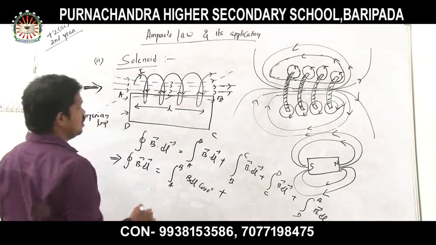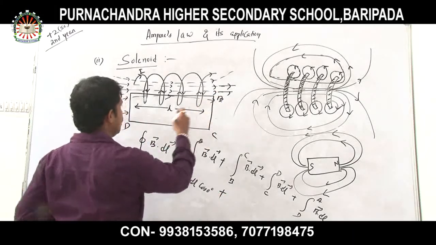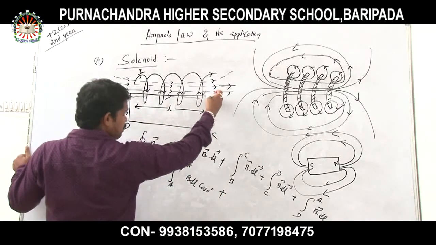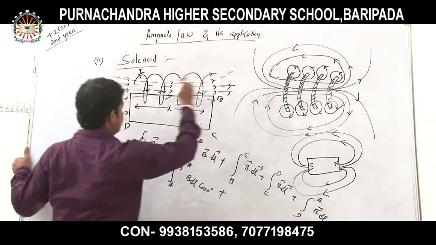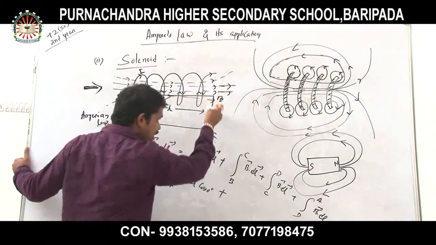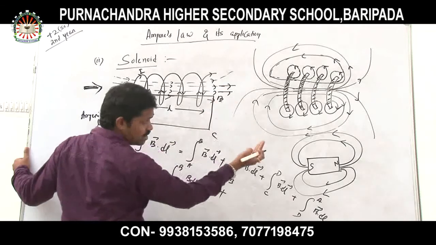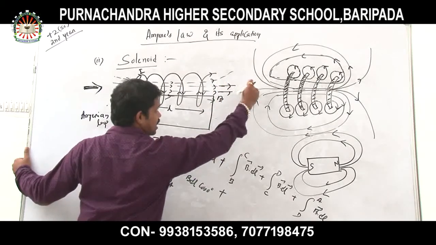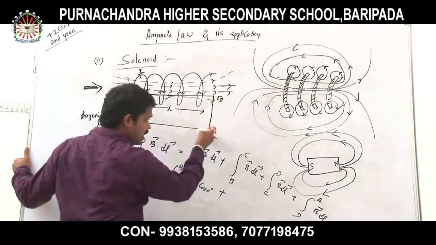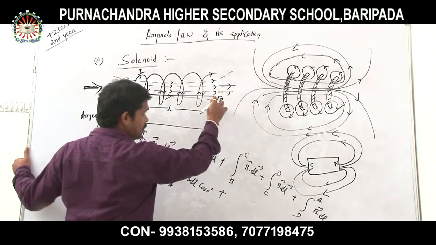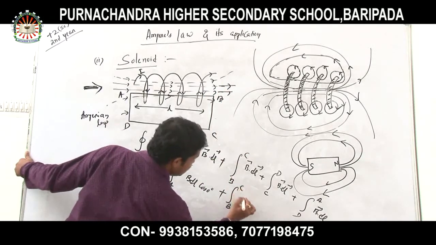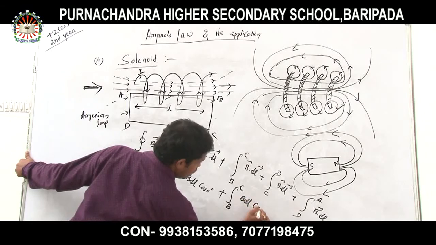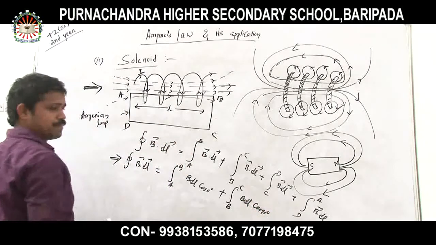Clear? Plus come to B to C. Look at here, BC is your dl, and this is the direction of magnetic field. So what is the angle between these two? 90 degree. So what can I write here? For BC, that is B dl cos 90.